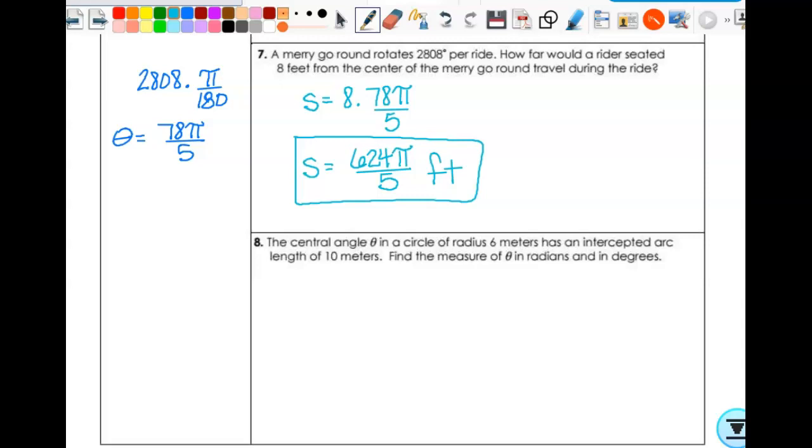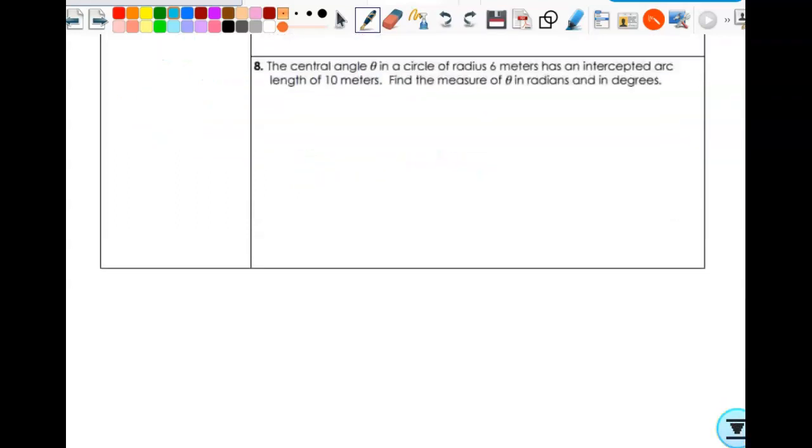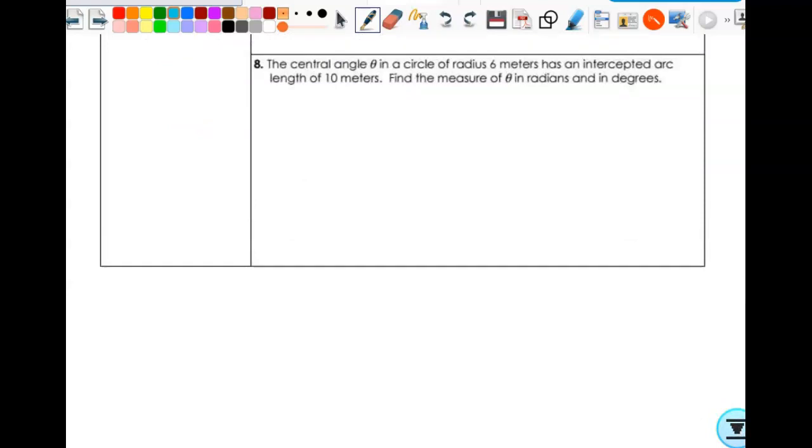All right, so let's look at number 8. So it says the central angle theta in a circle of radius 6 meters has an intercepted arc length of 10 meters. Find the measure of theta. Okay, an intercepted arc length of 10 meters, that's equal to the radius, which is 6, times theta, which is what we're looking for. So I divide both sides by 6, and that's going to give me that theta equals 5/3.